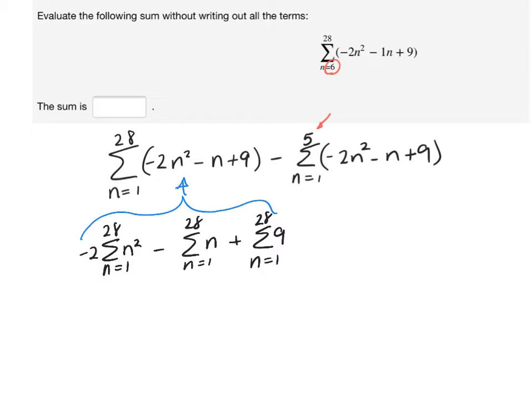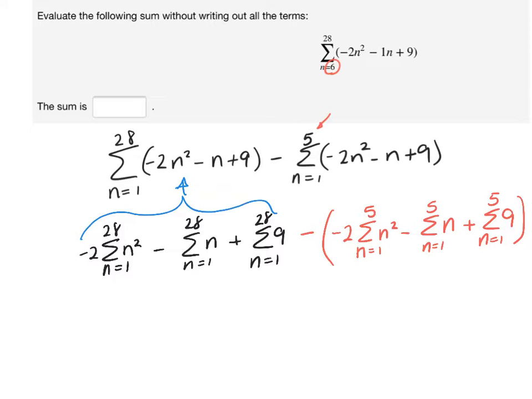Now I'm going to do the second one, I'll do that in red. So I have minus, and I'm going to put a parenthesis here: negative 2, the summation of n equals 1 to 5 of n squared, minus the summation of n equals 1 to 5 of n, plus the summation of n equals 1 to 5 of 9. And all of this represents that portion.